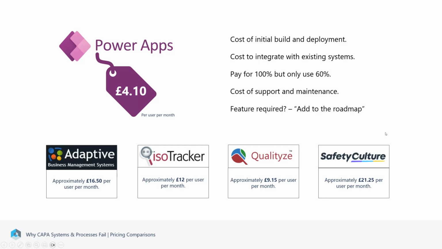As we can see, we've got approximately £9 to £20 for various different ISO and quality tracking tools out there on a per user per month basis. So Power Apps actually works out really cost effective for what you want to do. It ensures that you've got all the features that you require. You can use 100% of the features. It's built specifically for you, and it's a cheaper cost. So it's certainly what we would recommend moving forward to manage your quality systems.